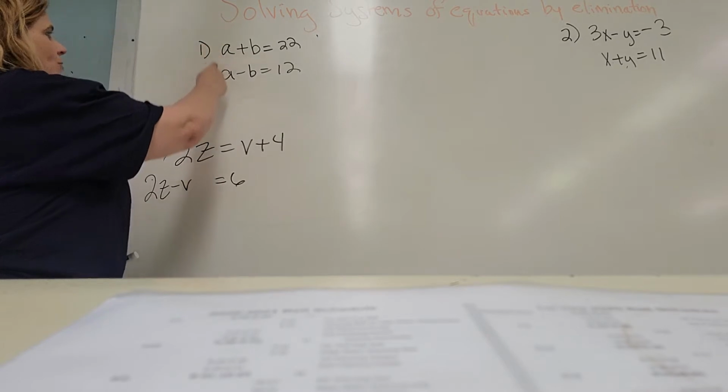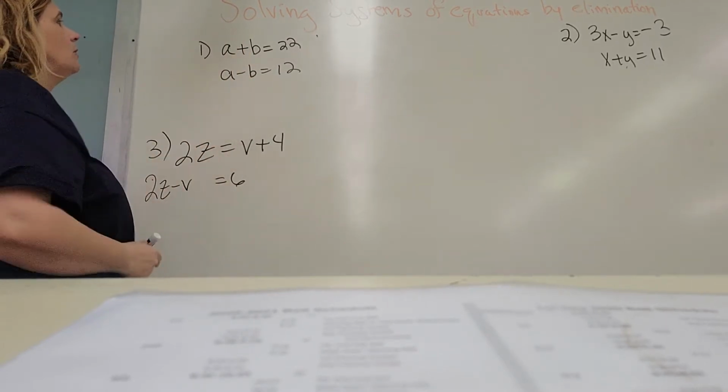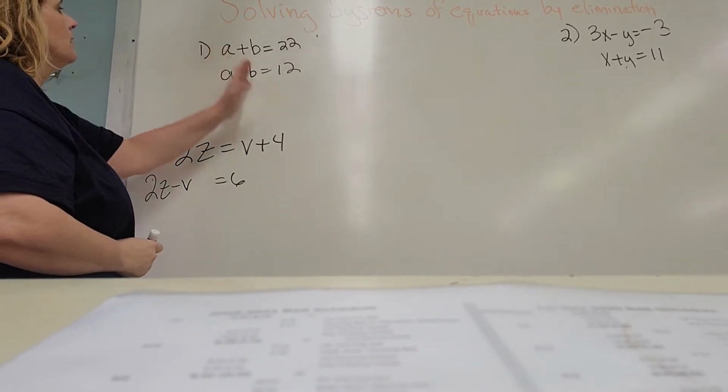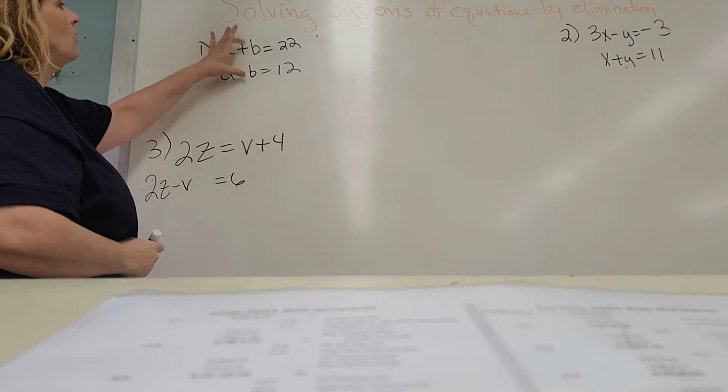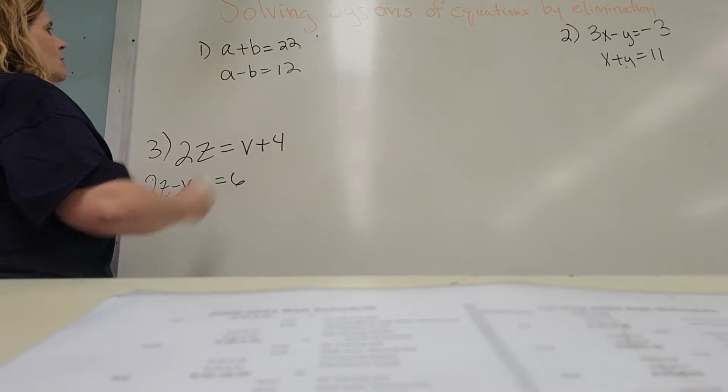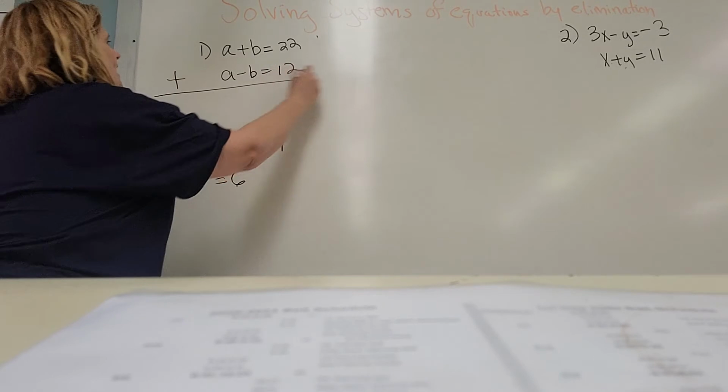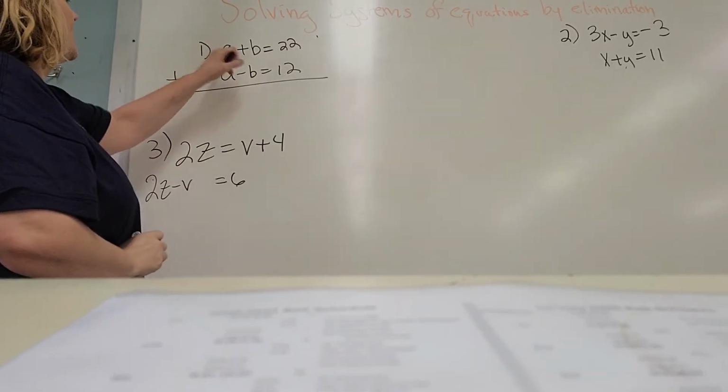You look for the same coefficient, the number that's with the variable. These both have 1. This one, both positive here, one positive, one negative. I'm going to add them. We could actually add or subtract. Let's see what happens when we add them.